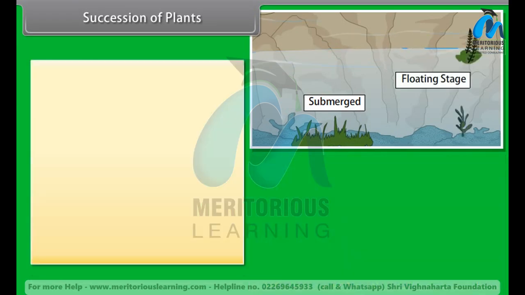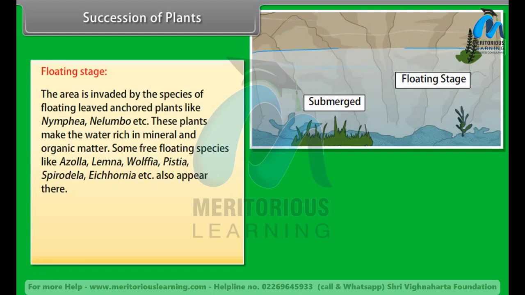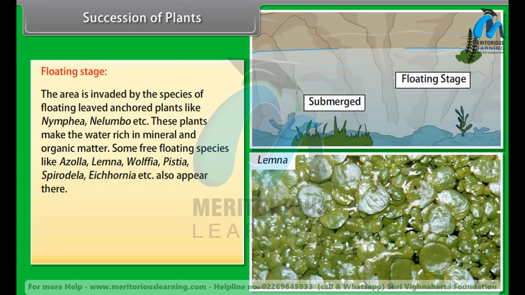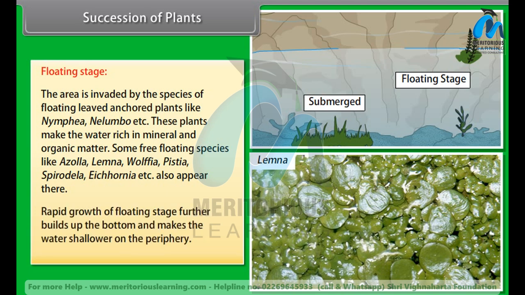Floating stage. The area is invaded by species of floating-leaved anchored plants like Nymphaea, Nelumbo, etc. These plants make the water rich in mineral and organic matter. Some free-floating species like Azolla, Lemna, Wolffia, Pistia, Spirodela, Eichhornia, etc. also appear there. Rapid growth of the floating stage further builds up the bottom and makes the water shallower on the periphery.